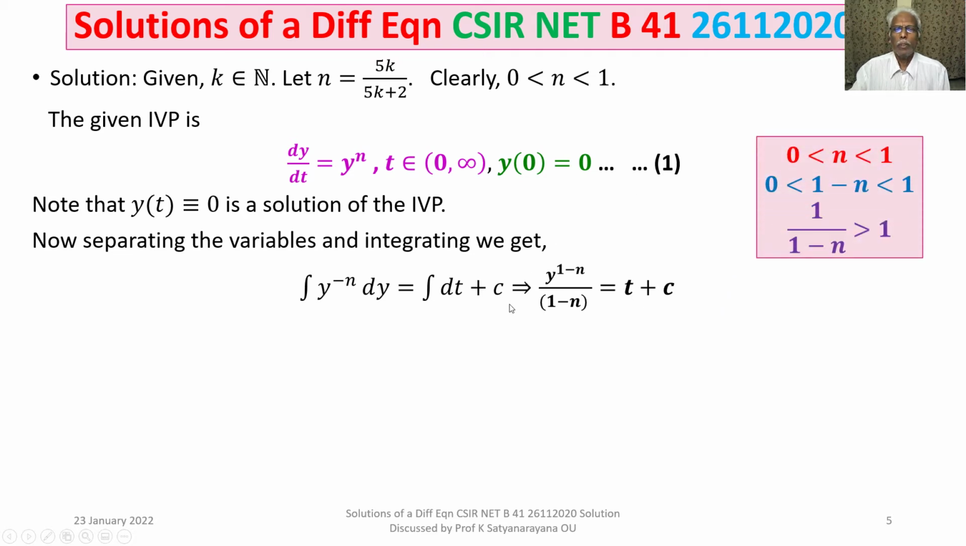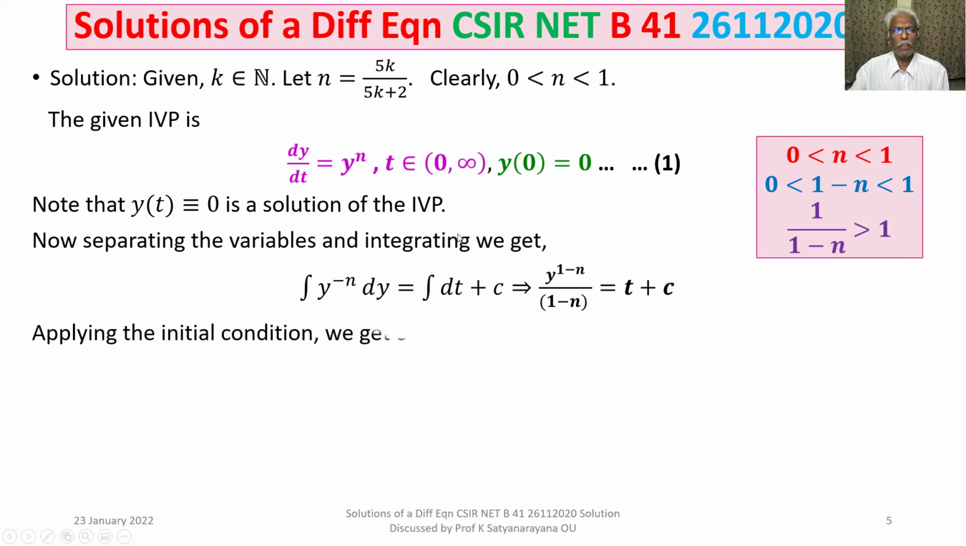Now throughout this we will be getting 1 by n and 1 by 1 minus n, and we have already noted n lies between 0 and 1 strictly, and 0 less than 1 minus n less than 1 always, and for these values 1 by 1 minus n is greater than 1. So these are the things about n. They will be coming very often in the discussion.